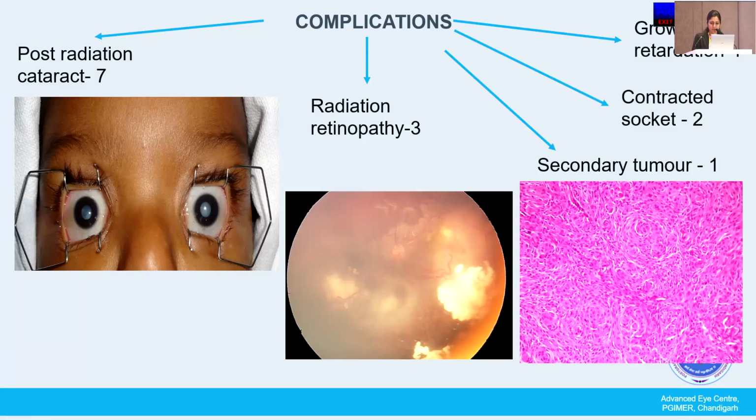Secondary tumor as a meningioma was present in one of the patients, who also had a family history and underwent neurosurgical intervention for the same. There was presence of contracted socket post-radiation in 2 patients, which was again managed with serial dermis fat grafts and fornix forming sutures. And a serious complication of growth retardation was documented in 4 of our patients, which was managed with hormonal therapies.